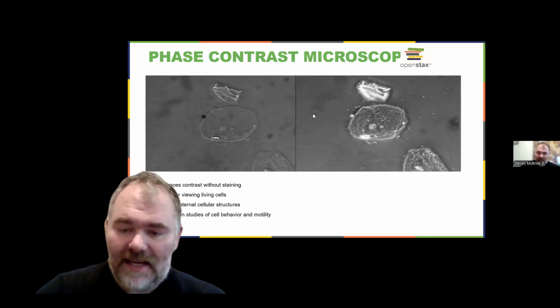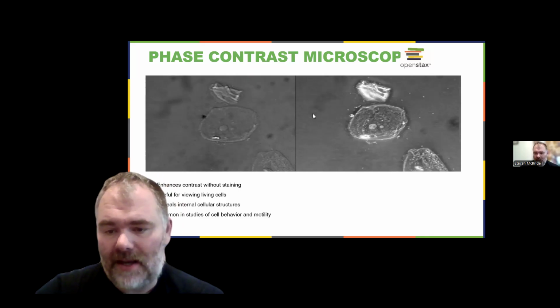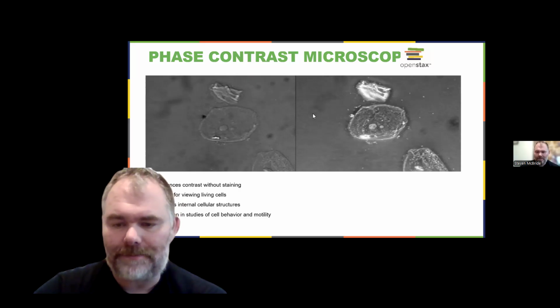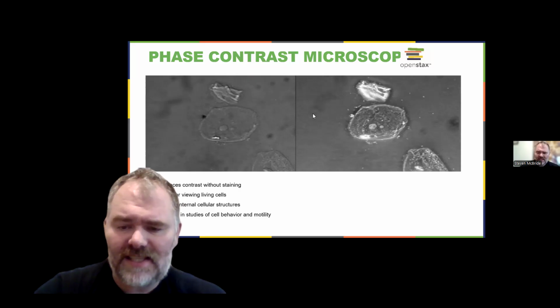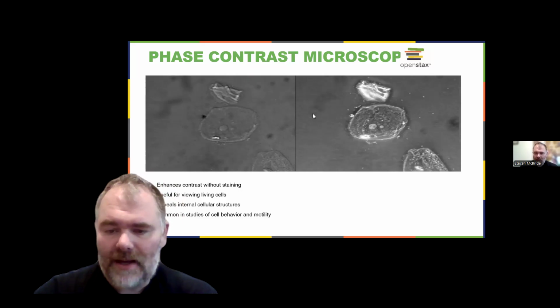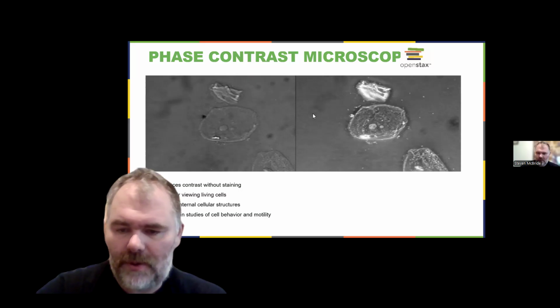Unlike many staining techniques, phase contrast microscopy allows cells to remain alive and relatively undisturbed during observation. This means scientists can study living microbial behavior in real time, including movement, cell division, and interactions between cells.